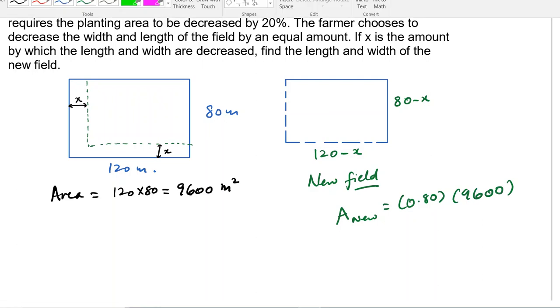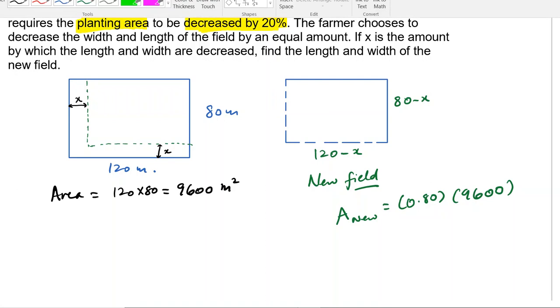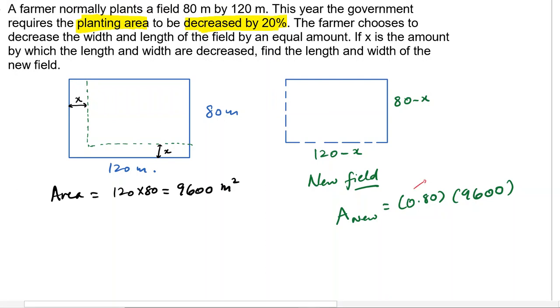Because we are given that the new planting area is decreased by 20%, what we are doing is 1 minus 20% of 9,600. So it's 80% of 9,600. So overall we get the new planting area is 7,680 square meters.